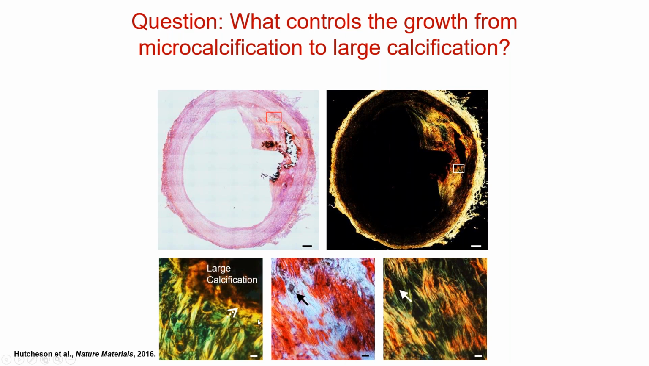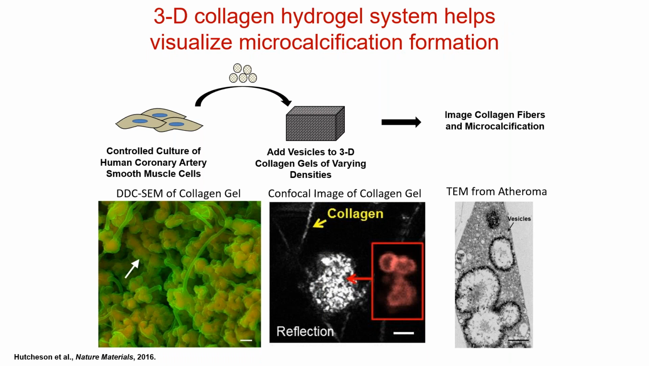This is using picrosirius red. So the yellowish orange fibers here are collagen. Those are really mature collagen fibers, well-aligned collagen fibers. And the green and the dark areas are less mature and absent of collagen fibers there. And so we saw these microcalcifications in these regions between collagen fibers. So that was from human tissue.